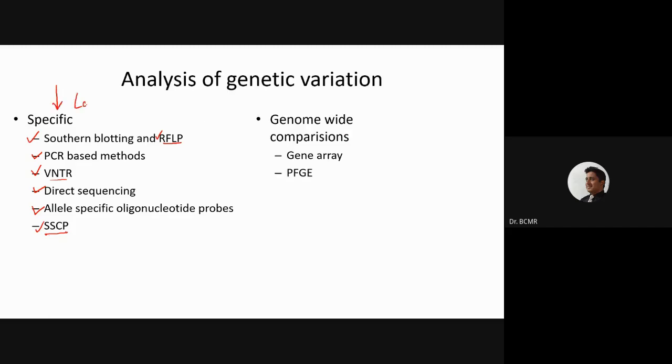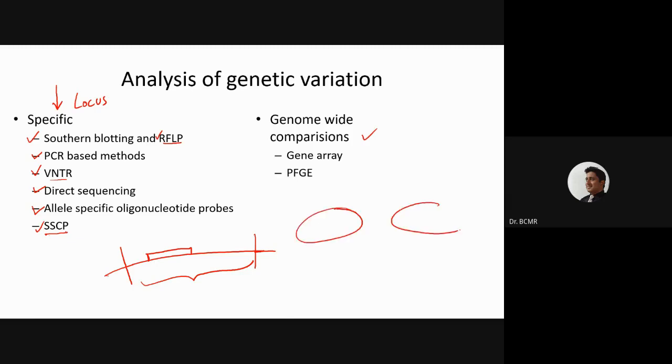And these are specific to a locus. That is, if we already know or are interested in a particular gene locus or a locus within the chromosome, that my lab is, for example, working on, I am interested in that, and I'm trying to look specifically at what may have happened in this particular genetic locus. There are other high throughput techniques like genome-wide comparisons.